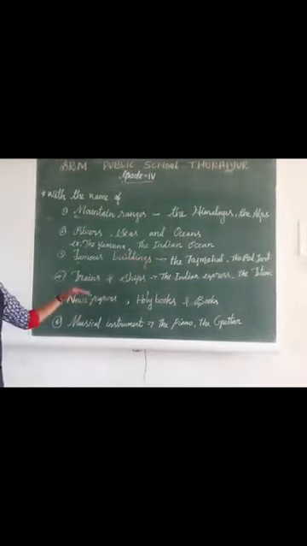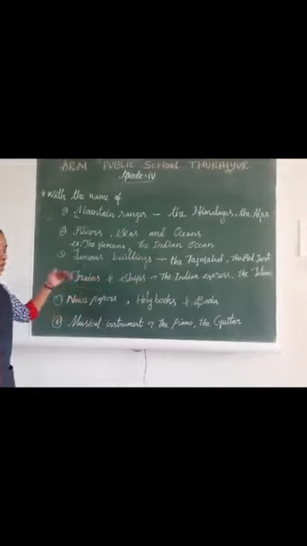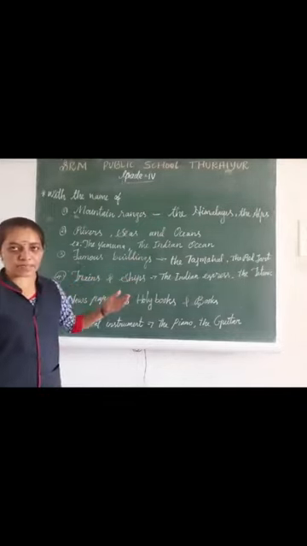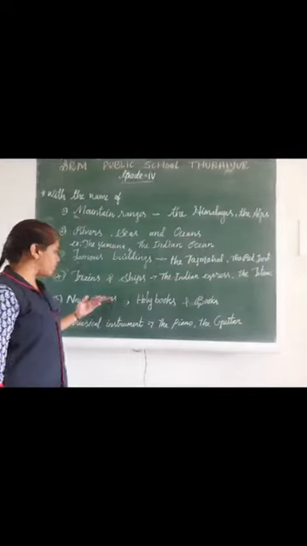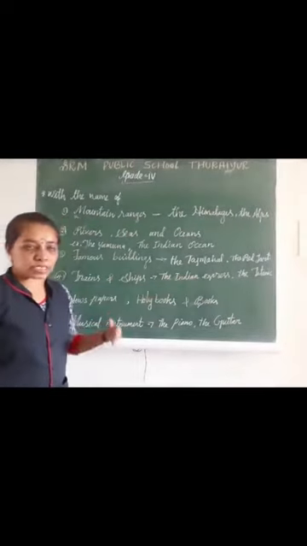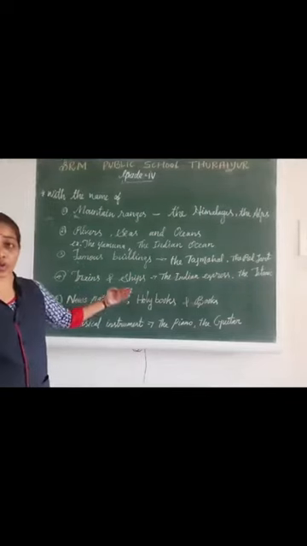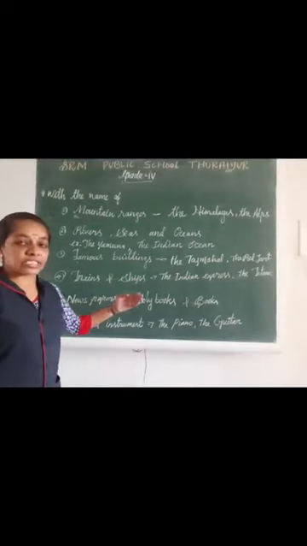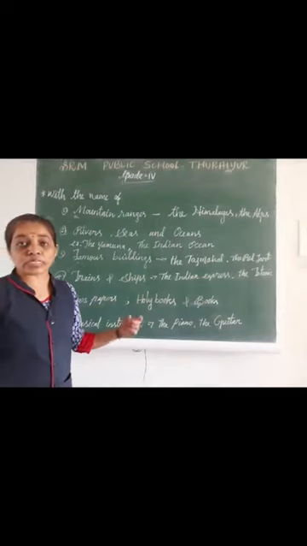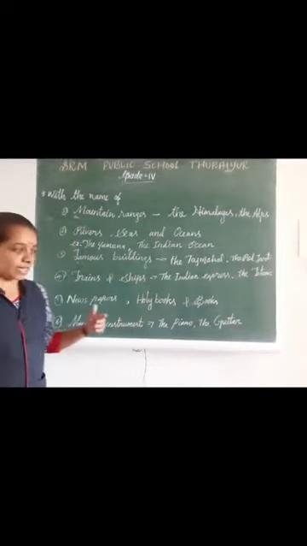Next, trains and ships. Before trains name and before ships name, we have to use the. For example, train: the Indian Express, the Chennai Express. So, before trains name, we have to use the. And ships, the Titanic. Before the ship name, we have to use the.